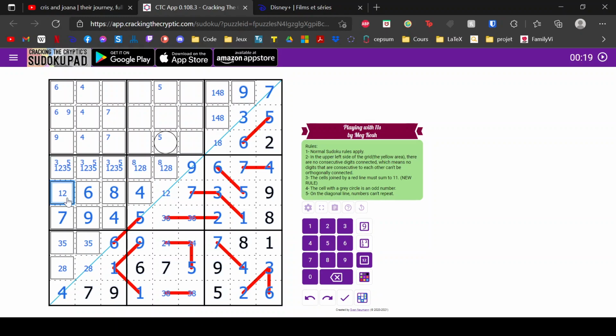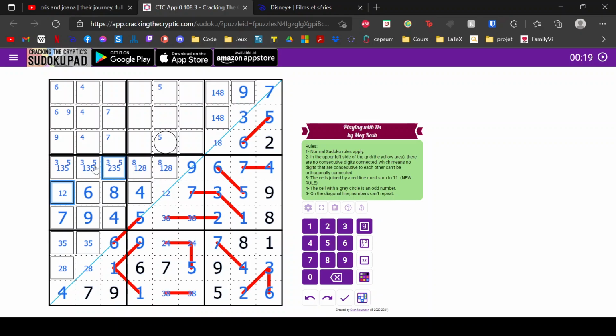That's not a 3 or a 5. That's not a 1. That's not a 2, since it would be consecutive to a 3. That's not a 2, since otherwise it would be consecutive to 1. So we have the 2 in one of 2 places. What do I do now?